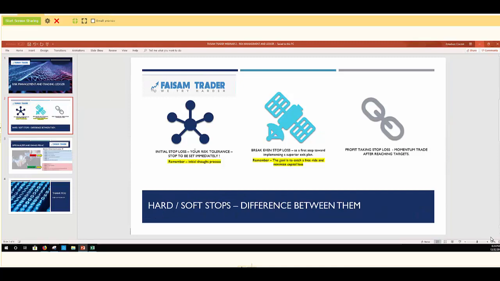Three sections I wanted to discuss. That would be the initial stop loss and your risk tolerance. The initial stop loss has to be placed immediately when you enter the position, because the initial stop loss is your original thought process that has to remain intact. When you enter the trade, you have to know your risk on the trade. There is no other way around.